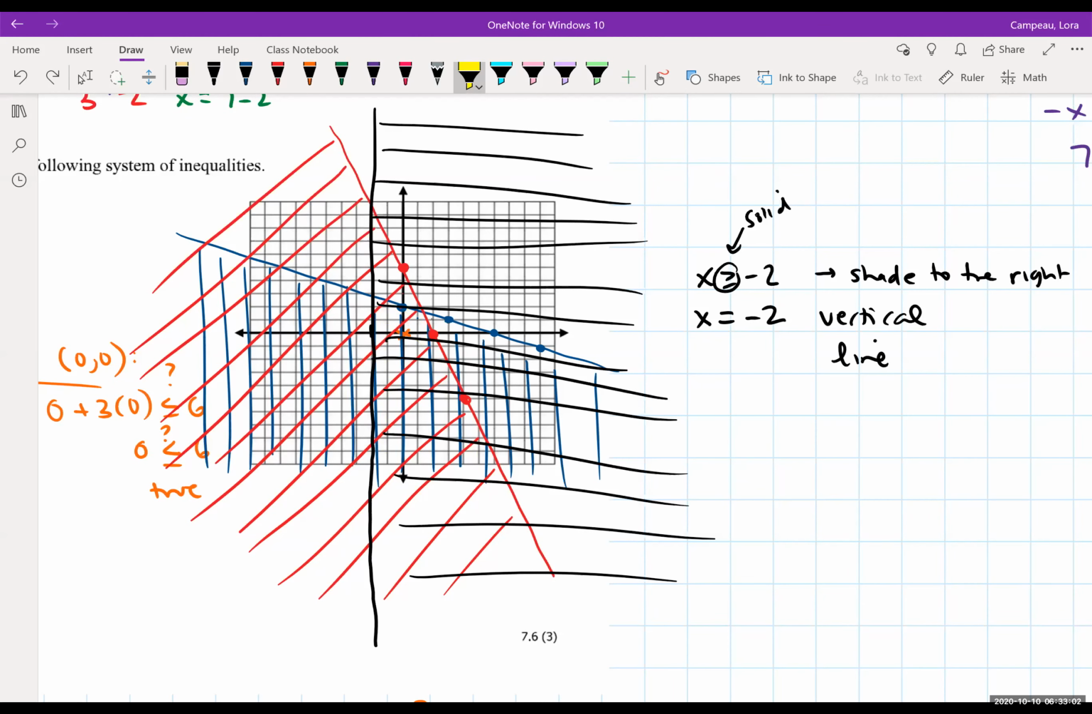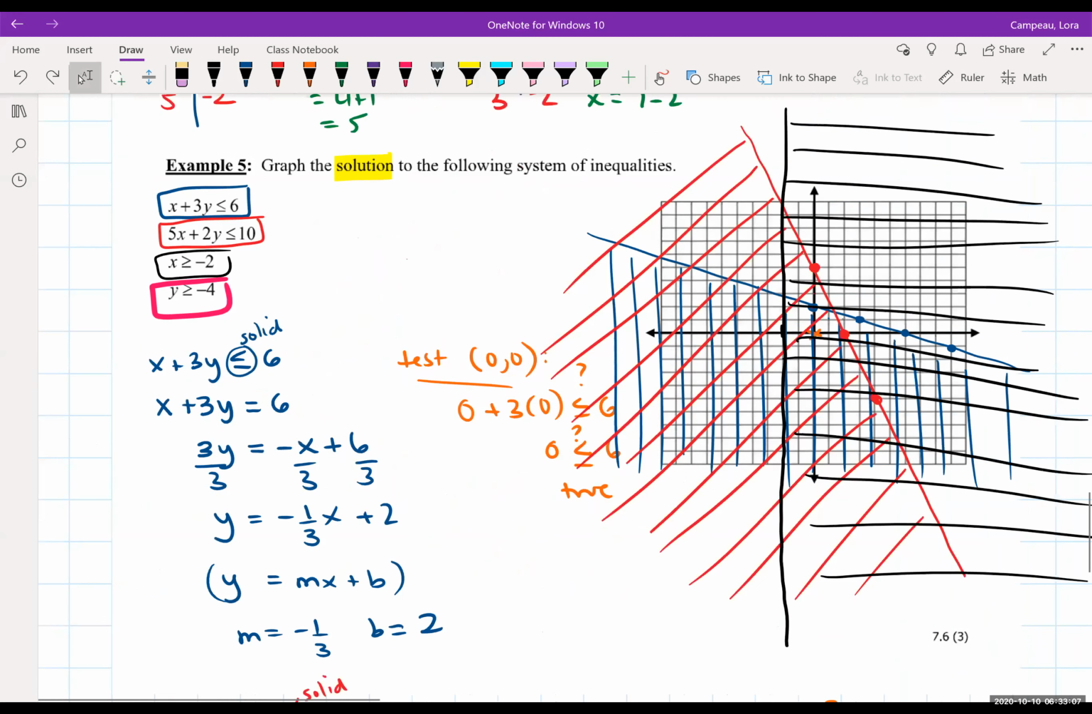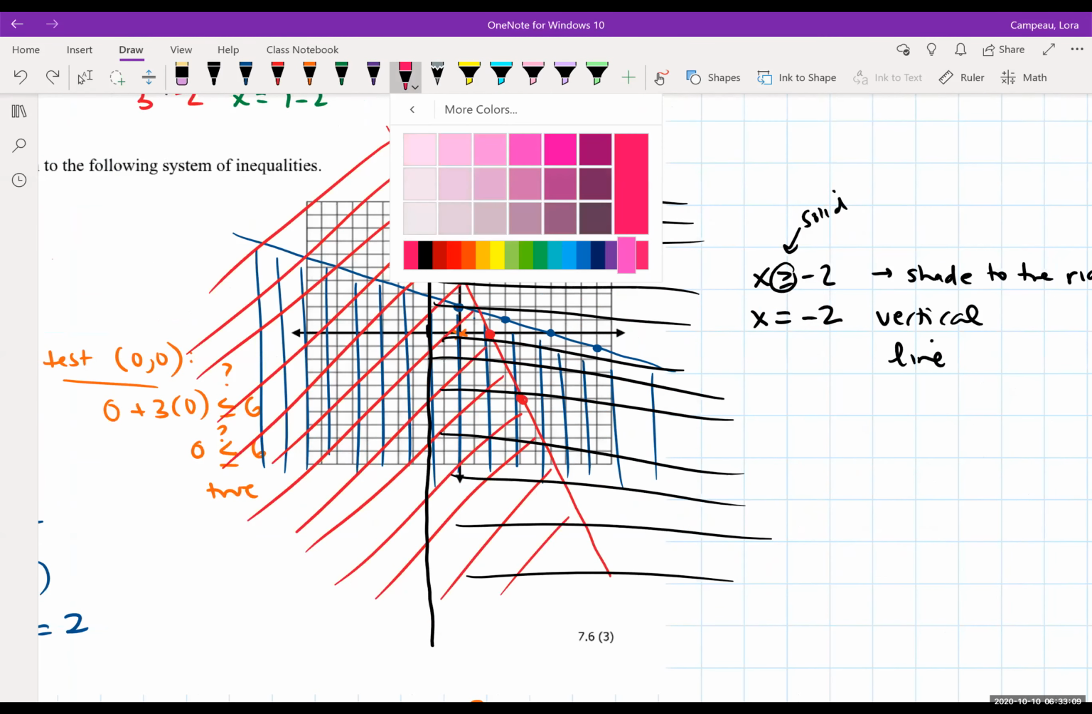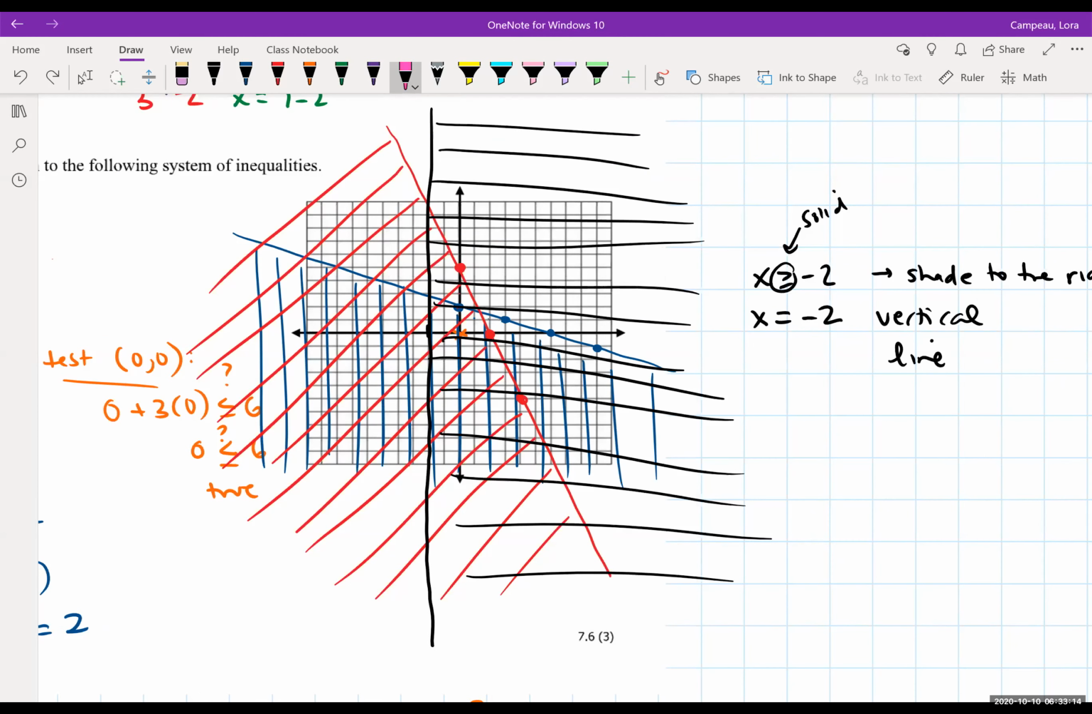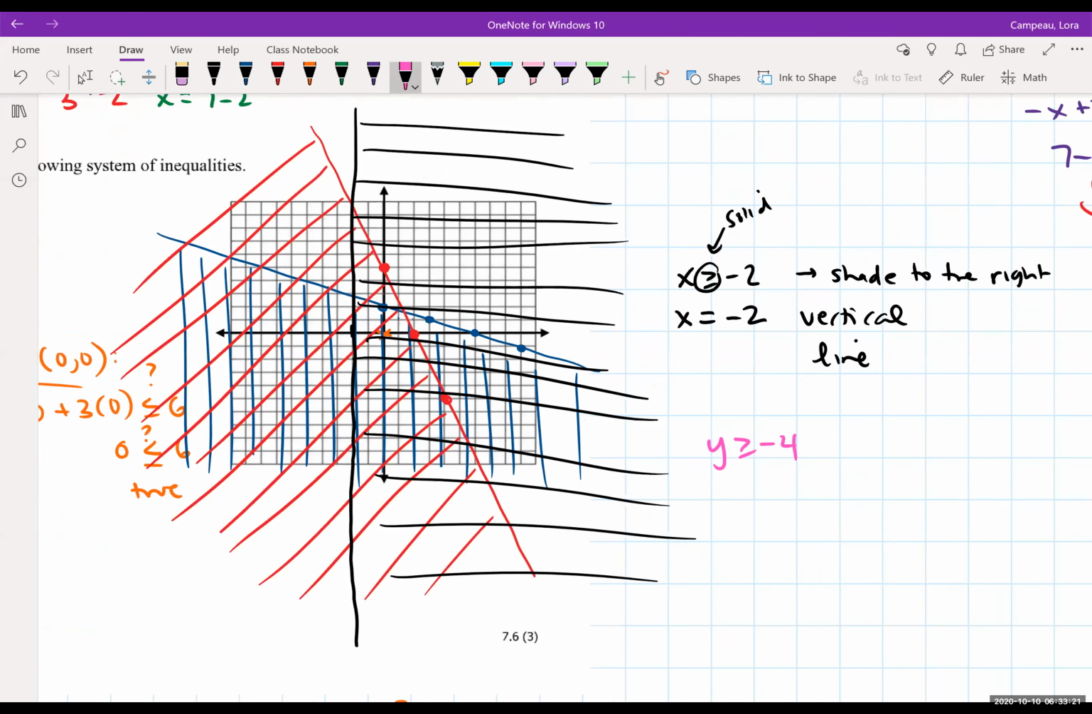One last line. y is greater than, there it is, y is greater than -4. Greater than or equal to -4. Okay, so this will be for drawing our boundary line. y equals -4. We have our horizontal line crossing at y equals -4, and again, it's solid.